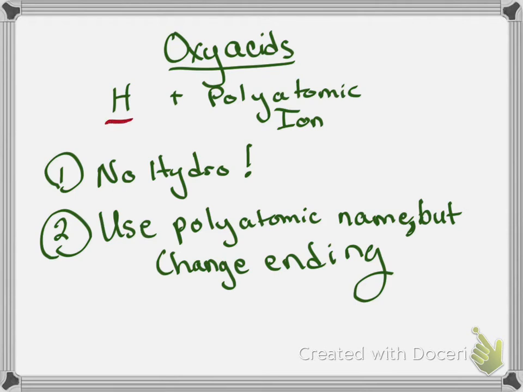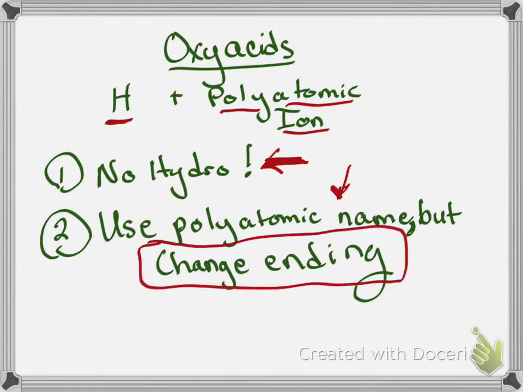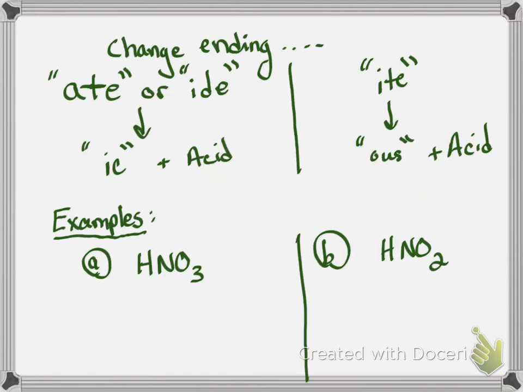Oxyacids are hydrogen plus a polyatomic ion. Big thing, no hydro. We don't use the hydro prefix, and you'll see why later on. We're going to use the polyatomic ion name, but again, we have to change the ending. This is where it can get complicated, because when you change the ending, it depends on what the original ending is. There are two sides to the same coin.